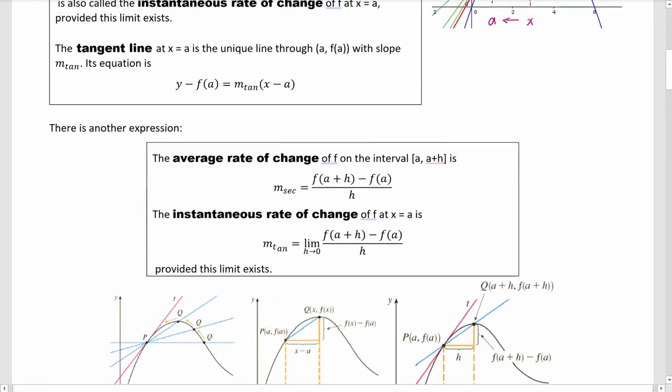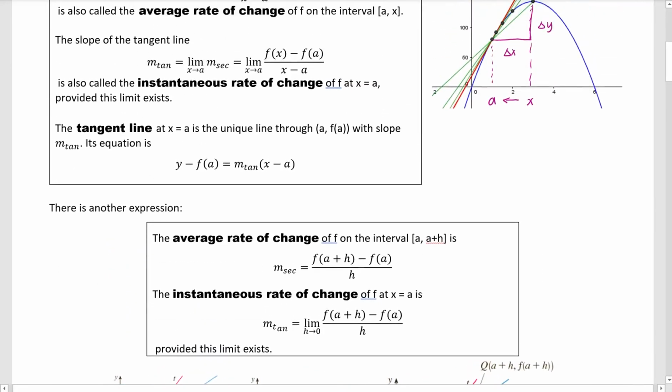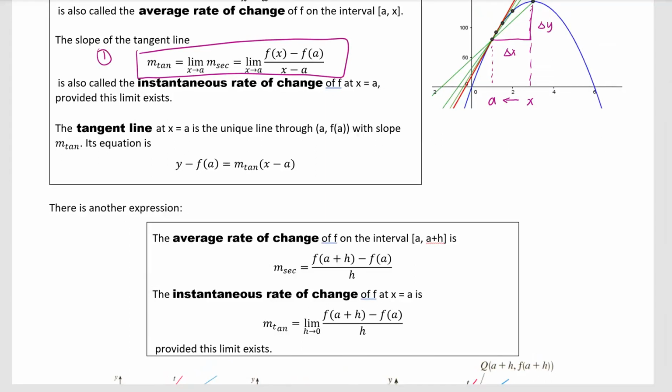And so we have two expressions. This is the first one. Okay, and this is the second one. Which one shall we use? I suggest you use this one, the second one.